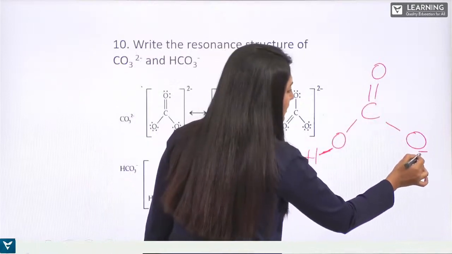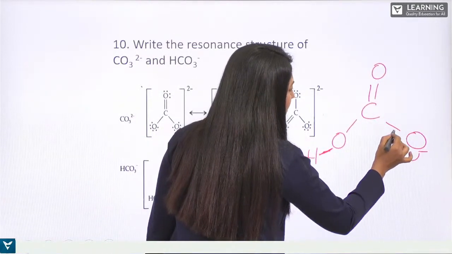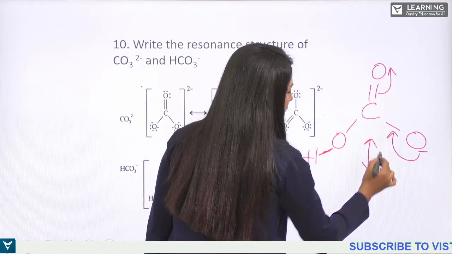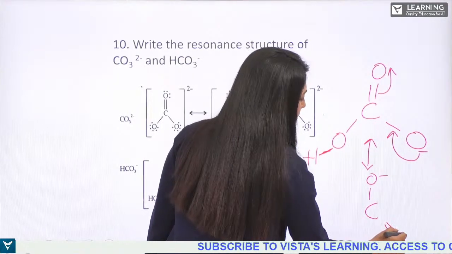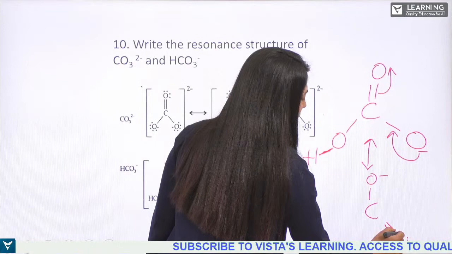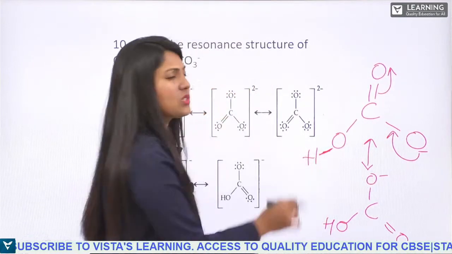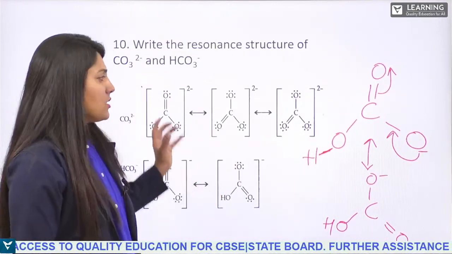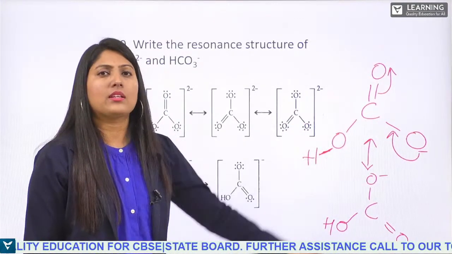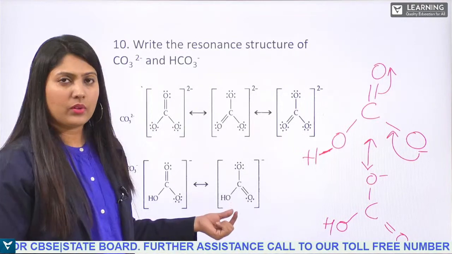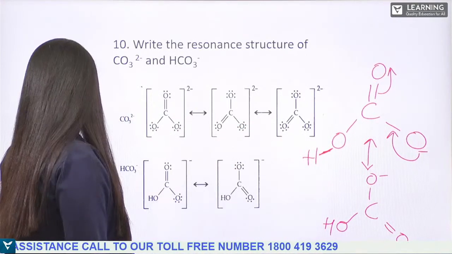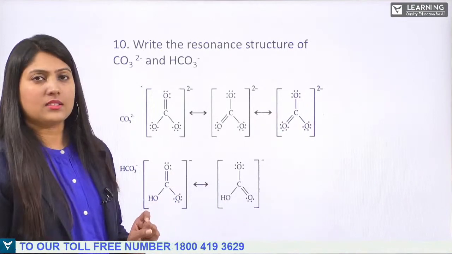Only you can convert this to this. So what you can get is O minus, here double bond O, and here OH. So only these two resonance structures can be seen in bicarbonate. So what happens? We have two resonance structures for bicarbonate, whereas three resonance structures for the carbonate ion. Hope you understand this, students.